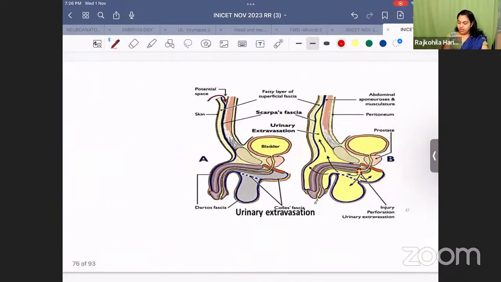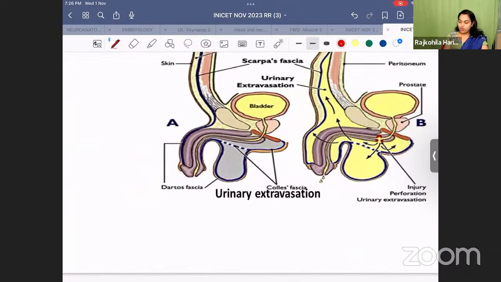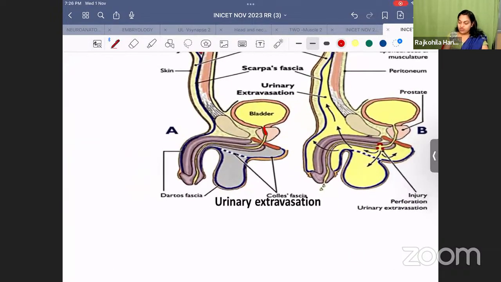Okay. Now coming to another favorite topic, the urethra, the male urethra. So this is the prostatic urethra. This is the membranous urethra. What you see here is the bulbar urethra, and the penile or spongy urethra. Remember that the prostatic urethra and membranous urethra are posterior. The membranous urethra is the most fixed part, so it ruptures easily.